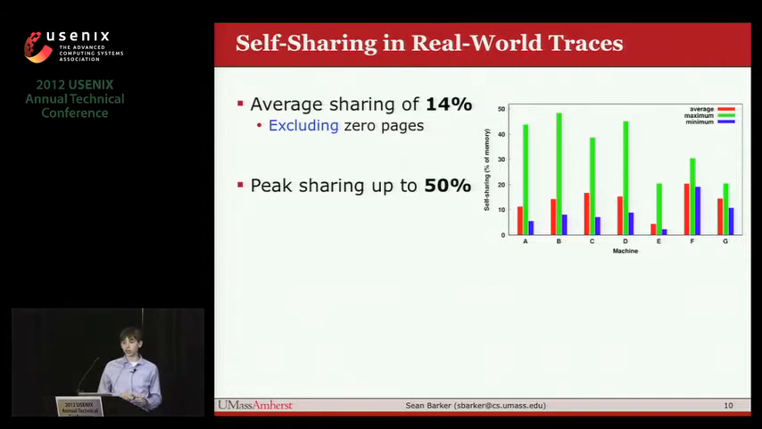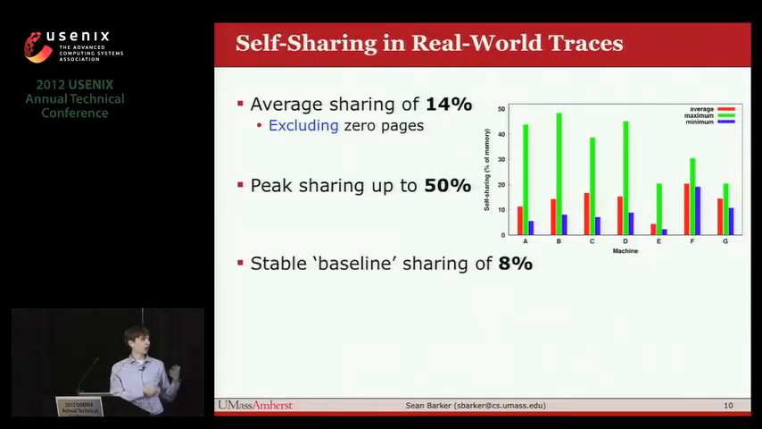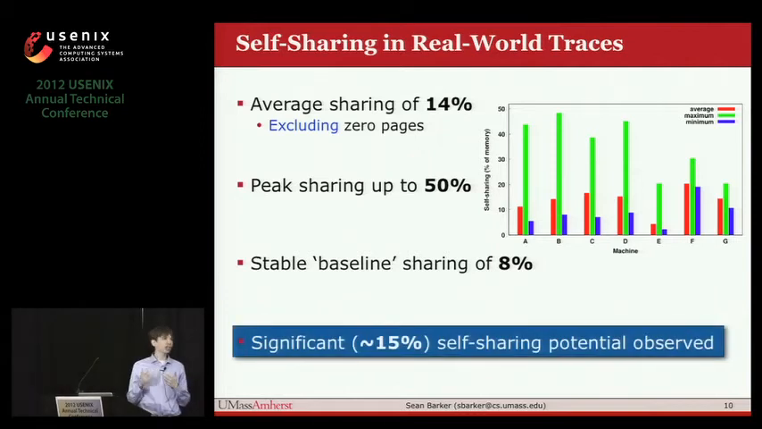So that's certainly interesting. And then we also see that there's a baseline level of sharing of around 8%, meaning that at any given time during this week-long period, there was always at least around 8% possible internal redundancy. So bottom line here, what we're seeing is that there is actually a significant amount of self-sharing potential that we're observing in these machines.